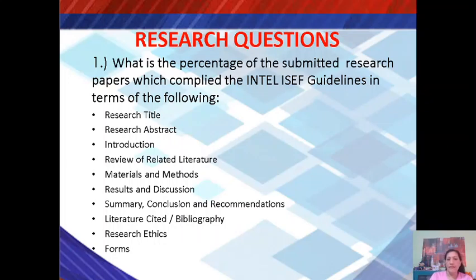This study finds answer to the following questions. Number 1. What is the percentage of the submitted research papers which comply with the INTEL ISEF guidelines in terms of the following: research title, research abstract, introduction, review of related literature, materials and methods, results and discussion, summary, conclusion and recommendations, literature cited or bibliography, research ethics, and forms.